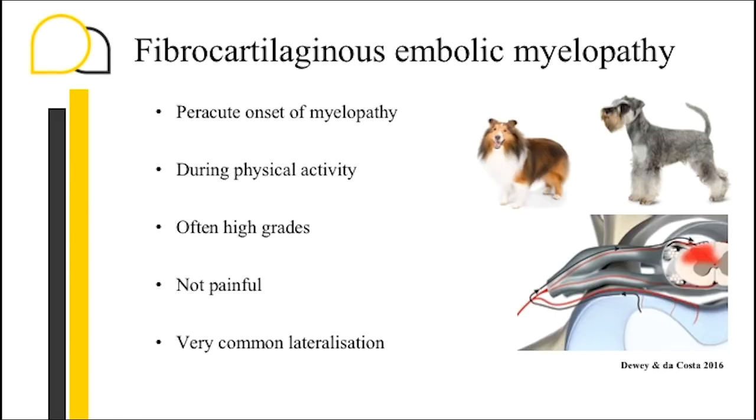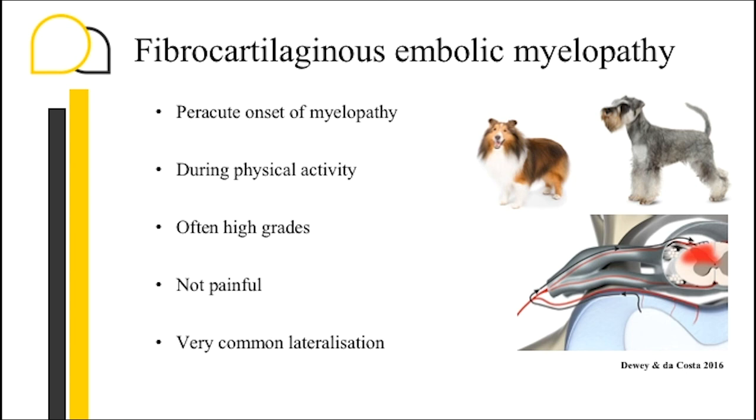Fibrocartilaginous embolic myelopathy, or FCE. In this disease, the embolizing material is fibrocartilage from the nucleus pulposus of the intervertebral disc, which may enter the vascular bed that supplies the spinal cord and acts as a clot or as an embolus. Non-chondrodystrophic breeds, especially miniature schnauzers, are predisposed. The presentation is very similar to the acute non-compressive disc extrusion, so it's per-acute. It tends to be associated with physical activity as well. Often we see high grades of myelopathy, and this disease is not painful.